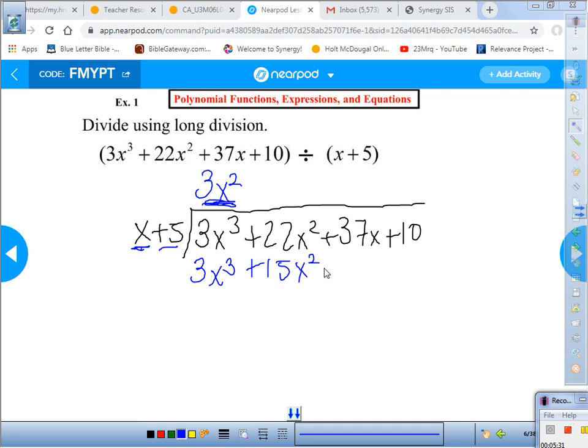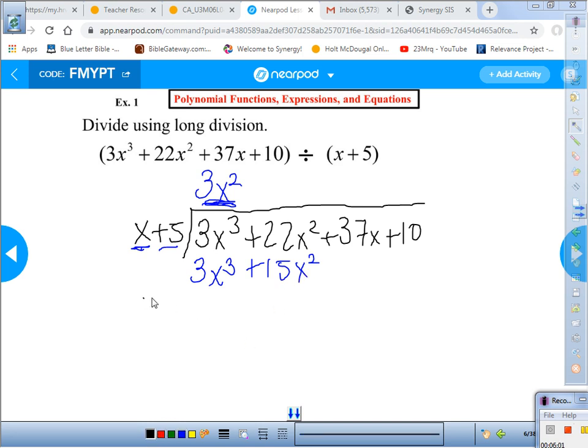Are we there so far? Now check. Here it goes again. I need you to pay attention, guys. The question was, what number times the first term gives me this first term? 3x squared. So that times that is that. Okay, I got that. But we can't go without multiplying the second term. So 3x squared times 5 is 15x squared.